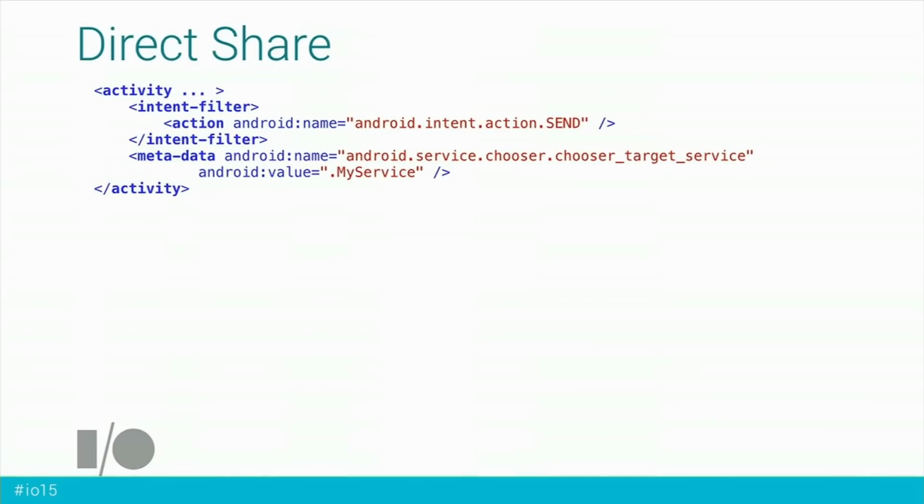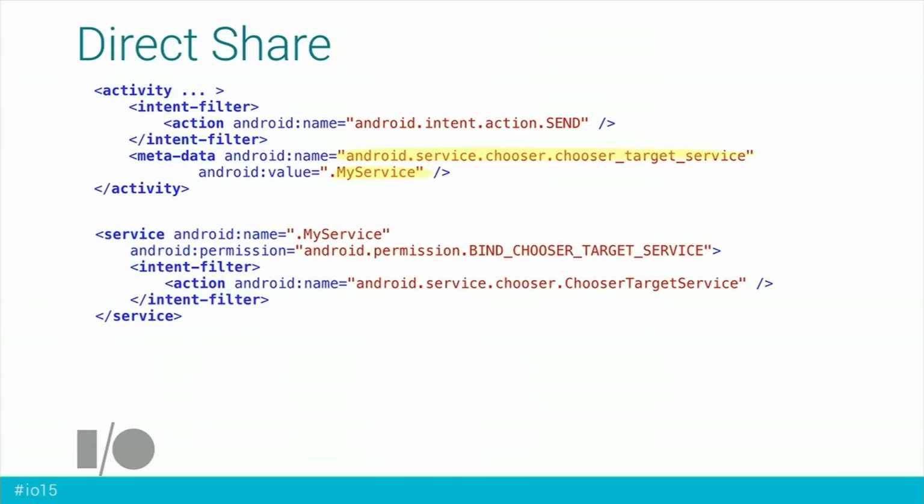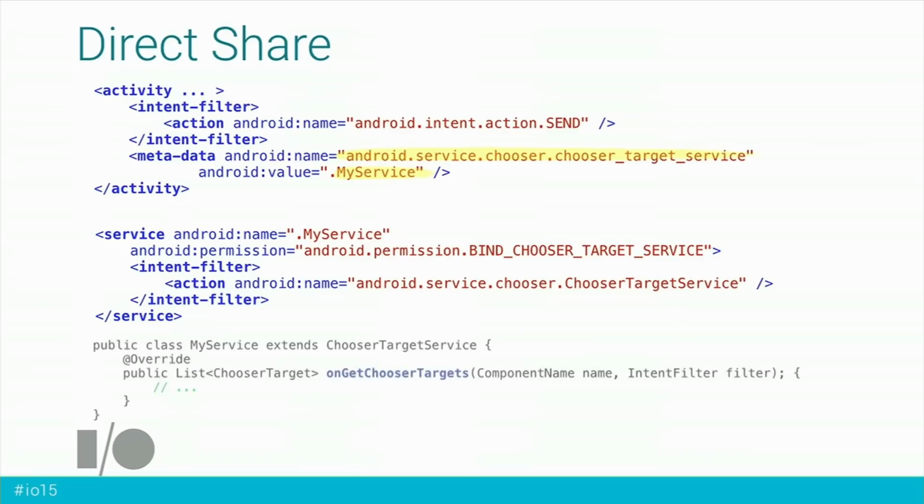So here's how you do it through direct share. You provide information with your intent filter about chooser target service. You say, when you're going to do this intent, launch my service. And my service can be defined like this. Say it's a chooser target service. And you're going to implement that service and override this method and say, OK, when this method is called, I'm going to return potentially a list of possible targets, including maybe the overall activity and some of the deeper activities, the deeper links that are appropriate.